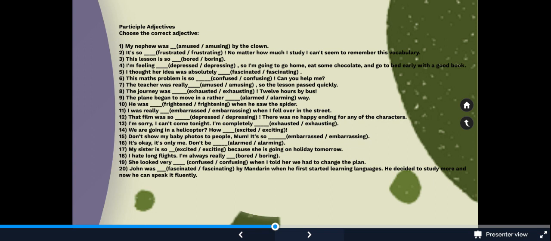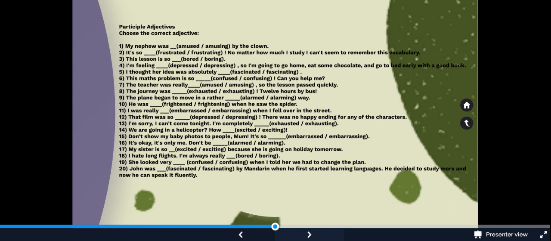13th one. I'm sorry, I can't come tonight. I'm completely exhausted. So I can't meet you tonight because I am very exhausted. 14th one. We are going in a helicopter. How dash. How exciting. That question mark came there by mistake. We are going in a helicopter, full stop. How exciting. 15th one. Don't show my baby photos to people, mom. It's so dash. It's so embarrassing. It's okay. It's only me. Don't be alarmed.